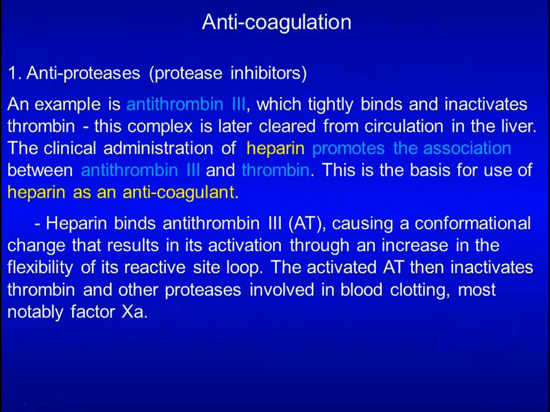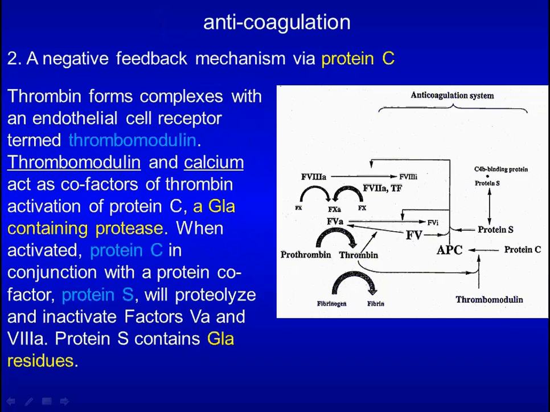Antithrombin 3 is a protease inhibitor that tightly binds and inactivates thrombin. Heparin promotes association between antithrombin 3 and thrombin. As a result, heparin has been used as an anticoagulant. Thrombin forms a complex with an endothelial cell receptor, thrombomodulin. In the presence of thrombomodulin and calcium, thrombin cleaves protein C to its active form. Activated protein C uses protein S as a cofactor to cleave and inactivate factor 5 and factor 8. Both protein C and protein S contain GLA residues, as described earlier.